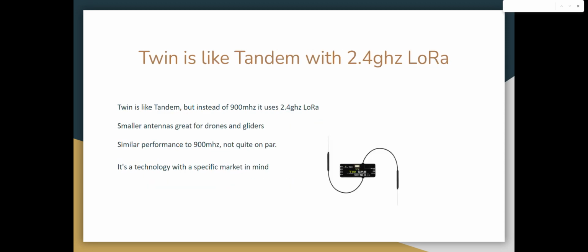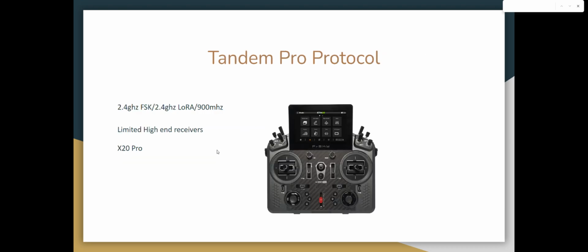And Twin is like Tandem with 2.4 gigahertz. So it is, as I mentioned before, the 2.4 gigahertz long range. Instead of having 900 megahertz, it's 2.4 gigahertz FSK and 2.4 gigahertz long range. Because the antennas are smaller, it's great for drones and gliders. Similar performance to 900 megahertz, not quite on par. And we made this with a specific market in mind. I'm hoping you're not seeing this flicker, but on my screen it has.